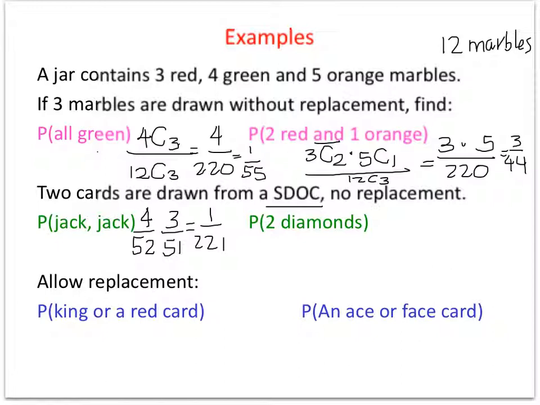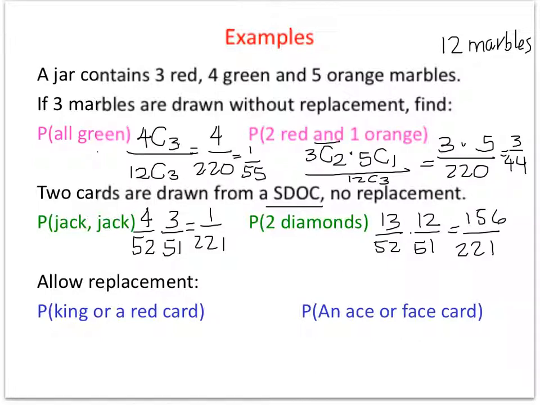Then what's the probability of 2 diamonds? Kind of the same idea here. So there are 13 diamonds in a suit, so 13 out of the 52. But once we've chosen one, then there's one less to choose from. So this is going to give me 221 on the bottom, and 13 times 12 on top.